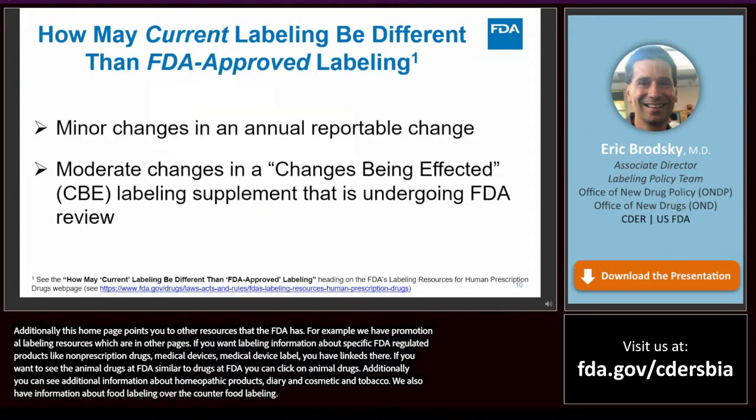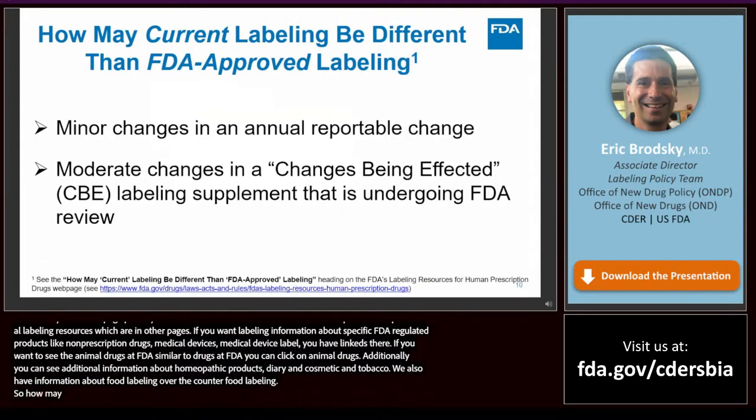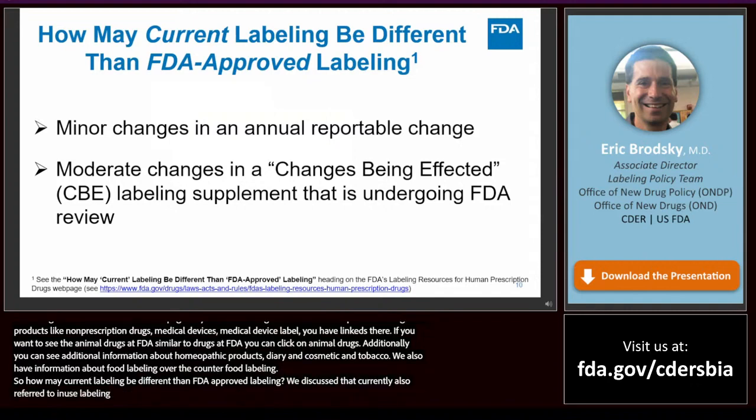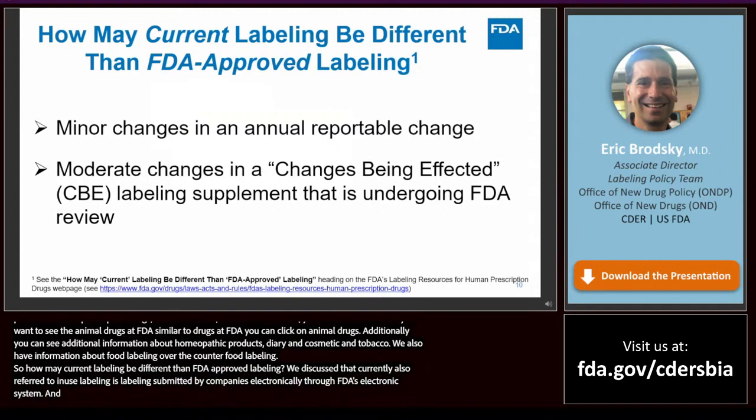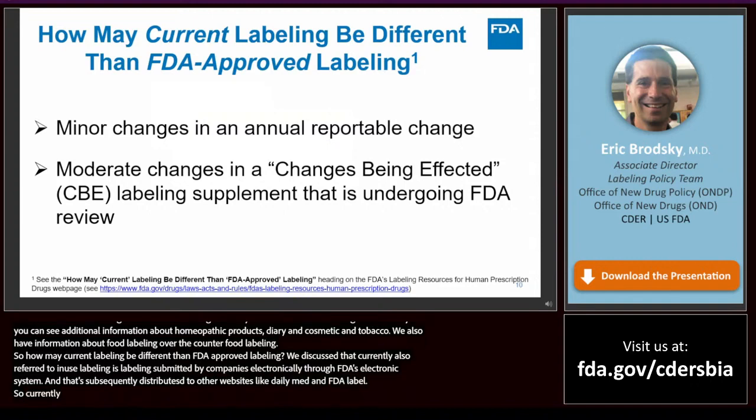So how may current labeling be different than FDA-approved labeling? So we discussed that current labeling, also referred to as in-use labeling, is the labeling submitted by companies electronically to FDA's electronic system, and that is subsequently distributed to other websites like DailyMed and FDA Label. So current labeling may be the same as FDA-approved labeling, but there may be some differences.